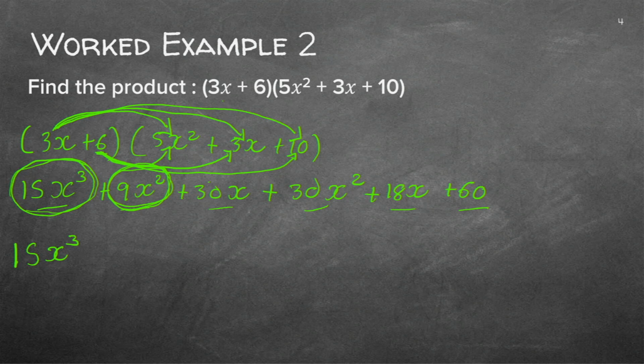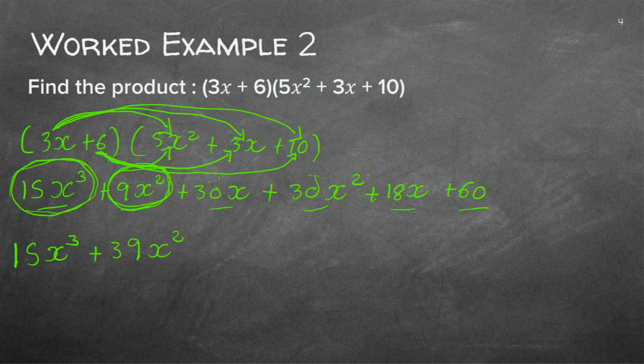Let's look for something that says x squared next to it. So there's no x squared, but I have 30x squared. Okay, so if I have 30x squared, it means I must add the 9 and the 30 and bring back the x squared. So it means I will have plus 39x squared.